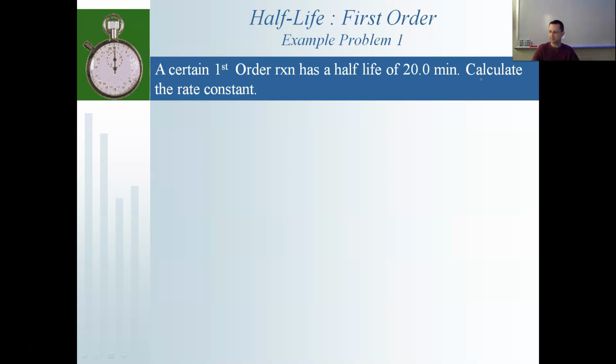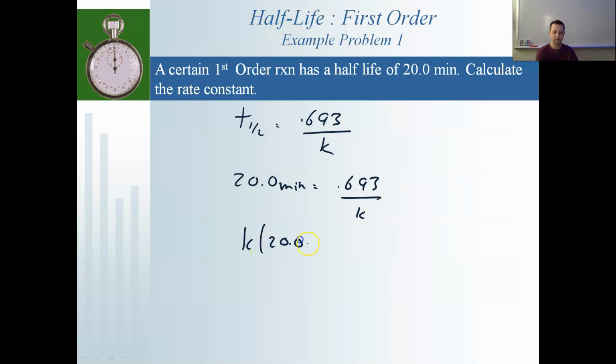So let's use our simplified formula for this, which is T1/2 equals 0.693 over K. So it says it's first order. Use your first order half-life equation, and it says the half-life is 20 minutes. So we're going to have 20.0 minutes equals 0.693 over K. Simplify it, use some algebra here. So we have K times 20.0 minutes equals 0.693. Solve for K.